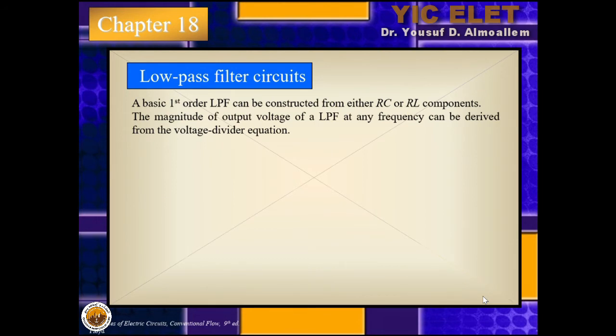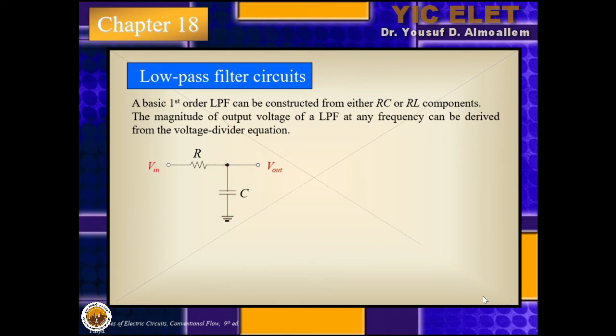So how does it look, what is the circuit? We can construct an LPF, low pass filter, from either RC or RL components. Now, if we want to see the magnitude of the output voltage at any frequency, we can derive the equation through a voltage divider. Let's see. This is a low pass filter, this is the input voltage, and this is the output voltage. We're taking the output voltage across the C.